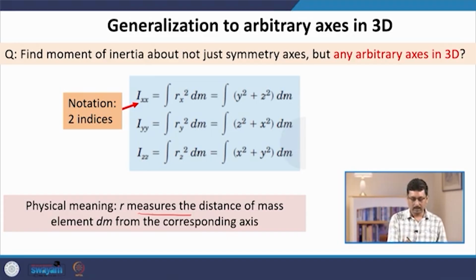Now, note one important point: I have used two indices. The reason will be clear in the coming few lectures. I just wanted to highlight that often in some textbooks you will find that the moments of inertia about the x axis, y axis, z axis are represented by a single index, like Ix, Iy, Iz.